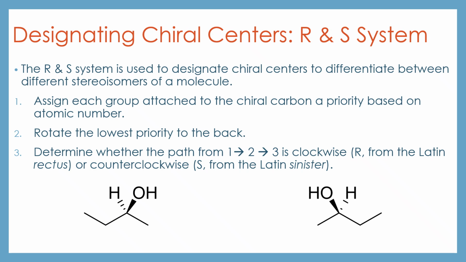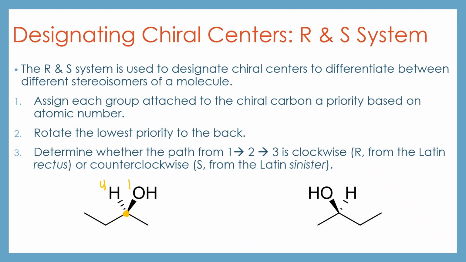So the first thing you do is you need to identify that chiral center. And then you assign each group that is attached to the chiral carbon a priority based on atomic number. So we have a hydrogen, an oxygen, and we have two carbons. So we'll have to use the Cahn-Ingold-Prelog system to work out those two carbons. But the hydrogen is going to automatically be our lowest priority, so we're going to give it the number 4. The oxygen is more important than the carbons, so we're going to give that the number 1.